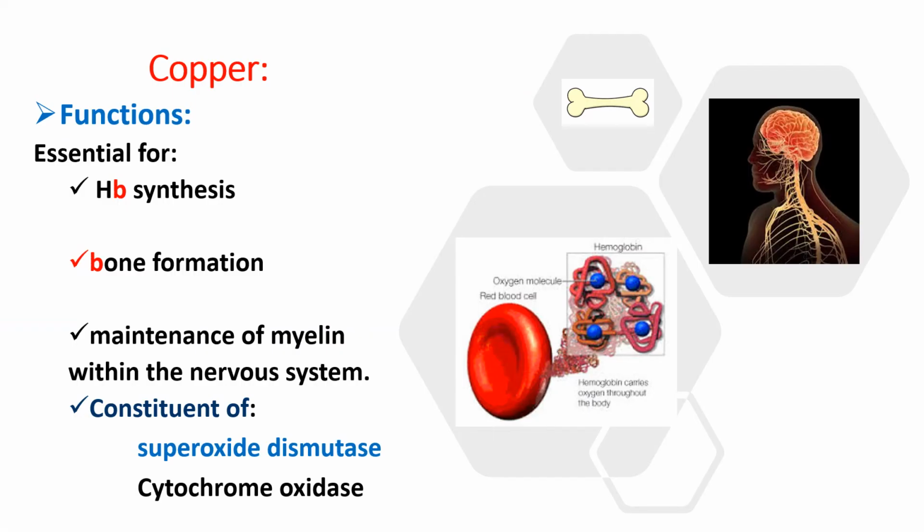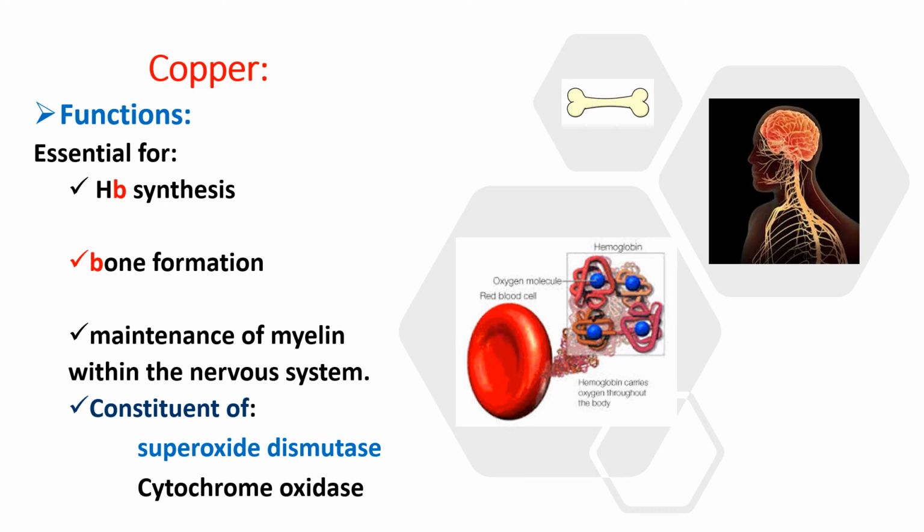Now moving to copper. Copper is very important for hemoglobin synthesis, bone formation, and also for the nervous system, maintenance of the myelin sheath, which is the cover surrounding the nerve fibers. So it's important for myelination, or the myelin sheath, which is present in the nervous system. So it's important for bone, for hemoglobin, and for the nervous system, the myelin sheath.